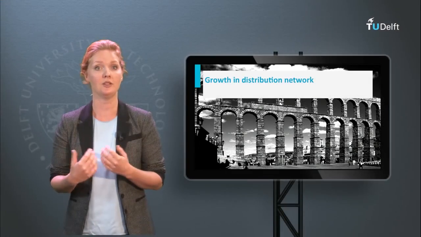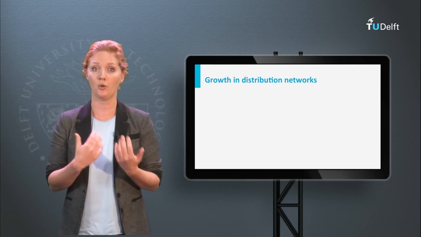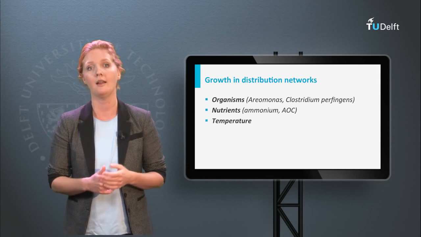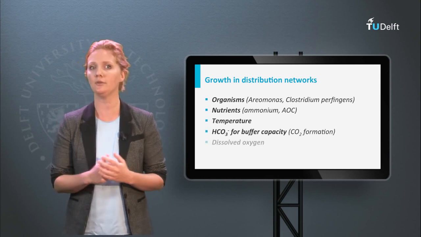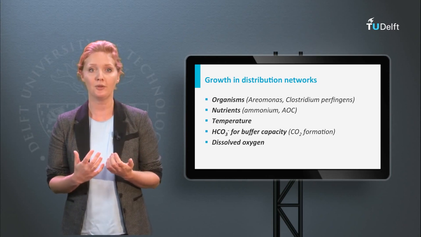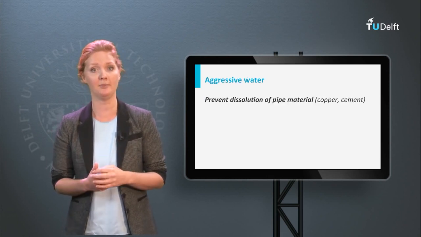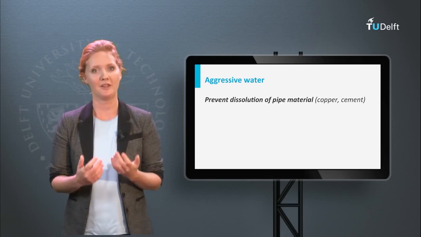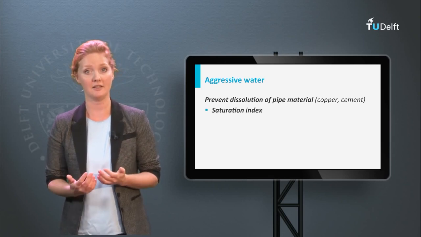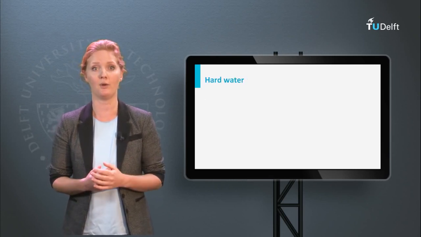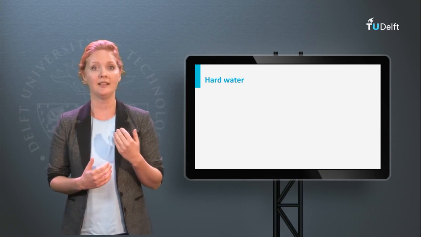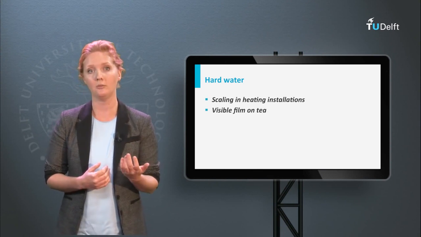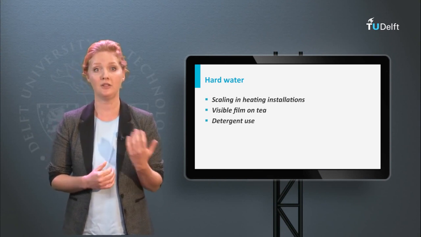Important parameters contributing to the growth in distribution networks are the organisms themselves, but also nutrients, temperature, bicarbonate for buffer capacity, and dissolved oxygen. Apart from growth during distribution, also dissolution of pipelines should be prevented. So aggressive water should be prevented. For this reason, saturation index, hardness, and pH are important. But also the hardness of water, as calcium and magnesium ions, is important, as it may cause scaling in heating installations, a film on tea, and less effective use of detergents.